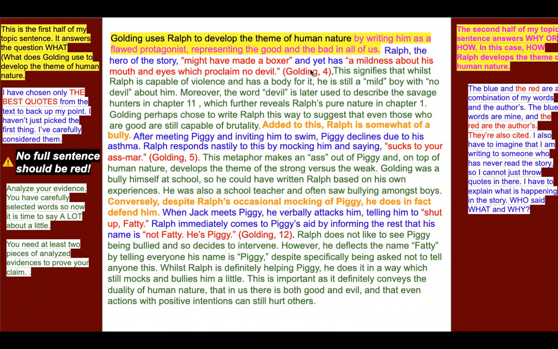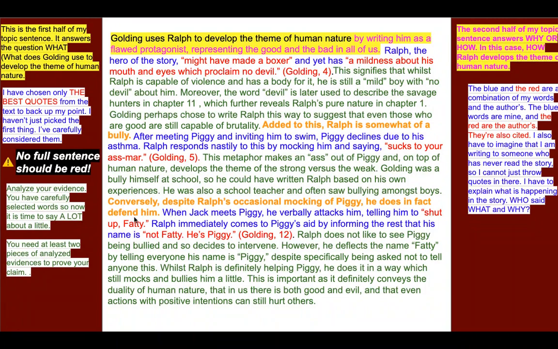I've said he's good and bad. Physically, he looks good and bad. His personality is a bit bad. I'm like, that's not enough. I need one more piece of evidence to make my claim strong. So I've shown how he's also good. So conversely, despite Ralph's occasional mocking of Piggy, he does in fact defend him.